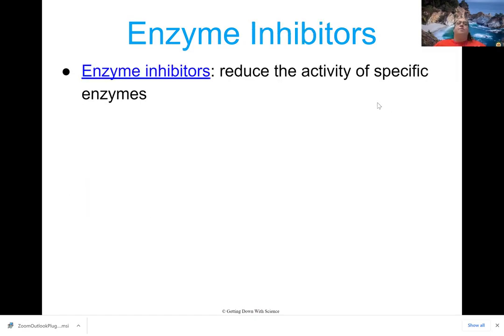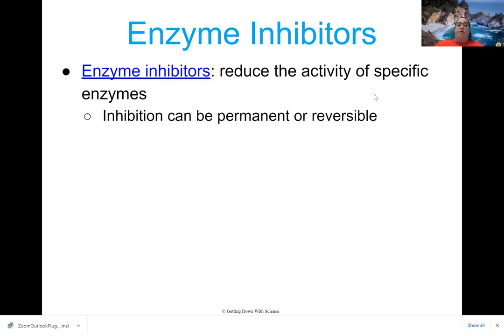Then there are enzyme inhibitors. These are molecules that reduce the activity of a specific enzyme. So we can actually block, and even though it may be at its optimal conditions, we can actually still reduce the reactivity of that enzyme with enzyme inhibitors. Inhibition can be permanent, so it basically makes that enzyme totally useless, or it can be reversible, so we can temporarily make the enzyme not work, and then later we can reverse that and it'll be functional again.